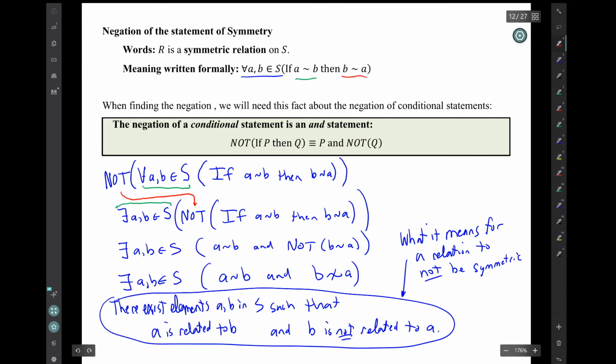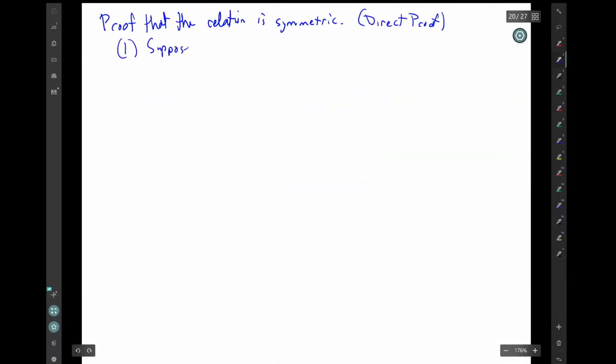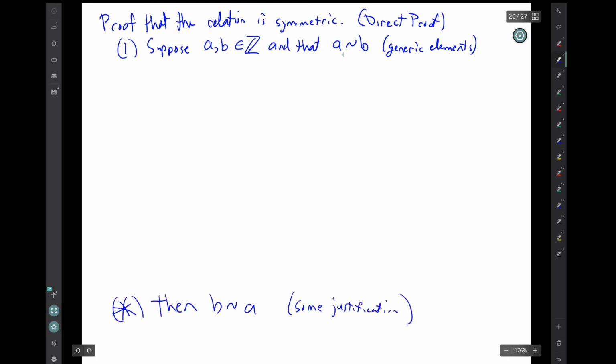We'll build a direct proof, so in statement 1 of the direct proof, we'll introduce A and B that have that property that A is related to B. That'll be in step 1. In the final statement of the proof, we'll have this. So we say, suppose A and B are integers such that A is related to B. So those are generic elements that satisfy the hypothesis. And then we know how the proof has to end. It has to end by saying, therefore, B is related to A.